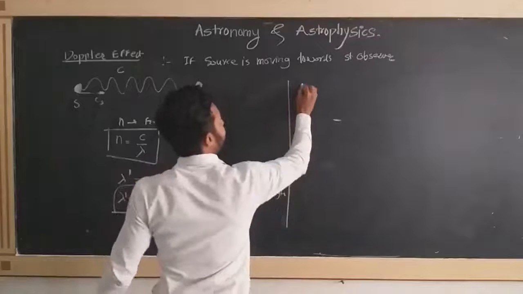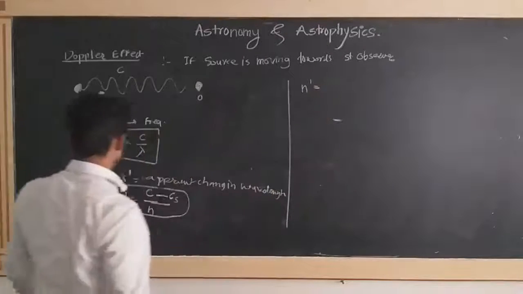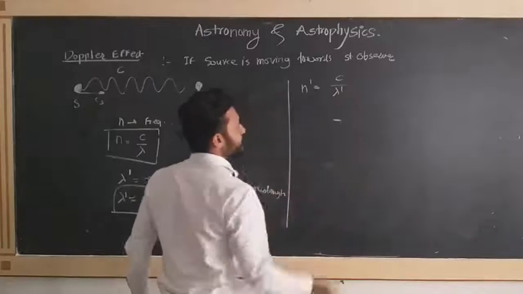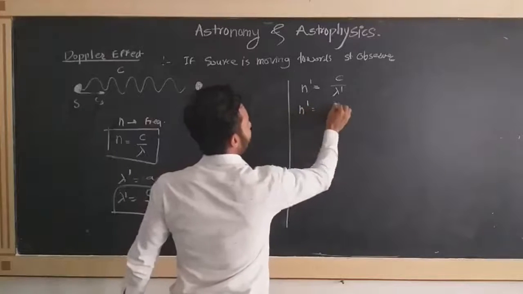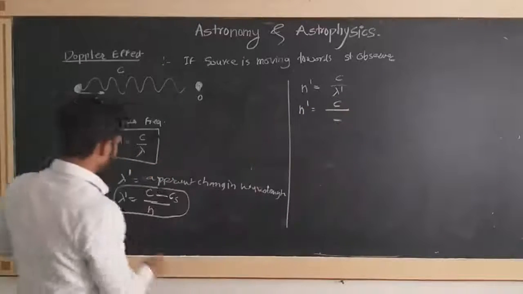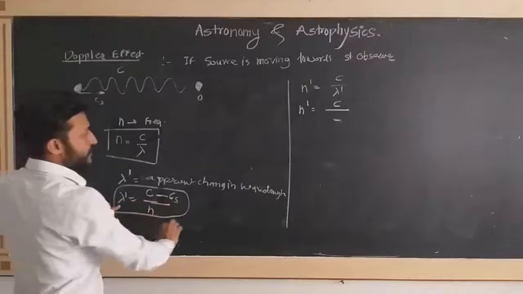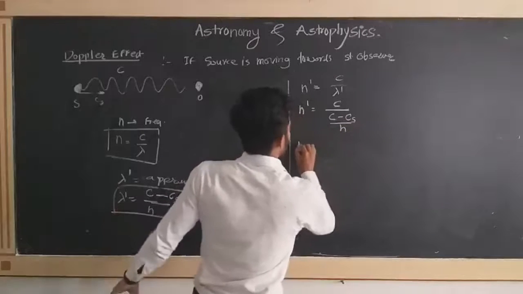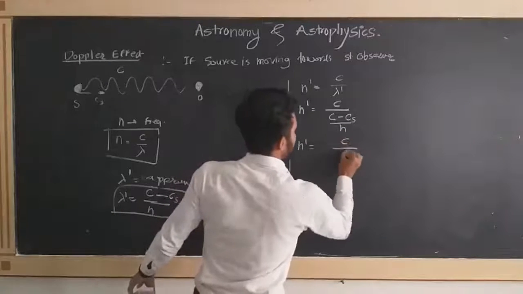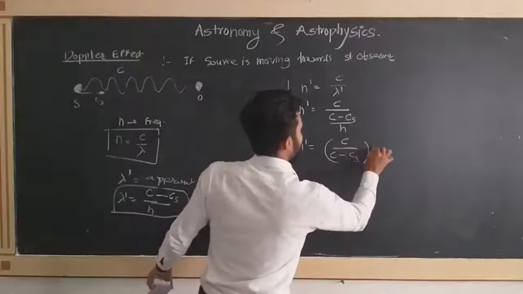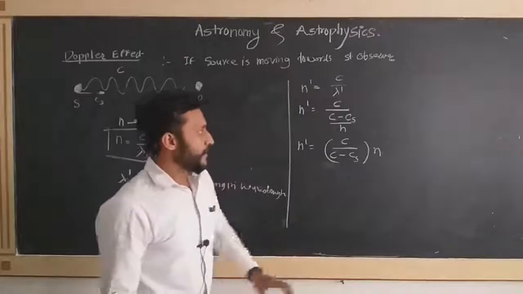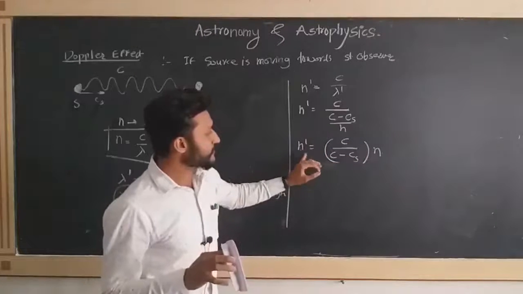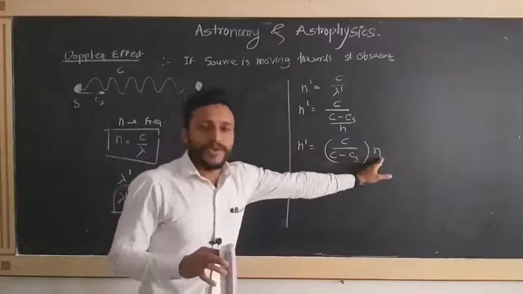the Doppler effect says that the apparent change in frequency is equal to c by lambda prime. So therefore n prime is equal to c by lambda prime. We put lambda prime as c minus cs upon n. So n prime we can write as c upon c minus cs, into n. So if this value is 1, it means that n prime is equal to n.